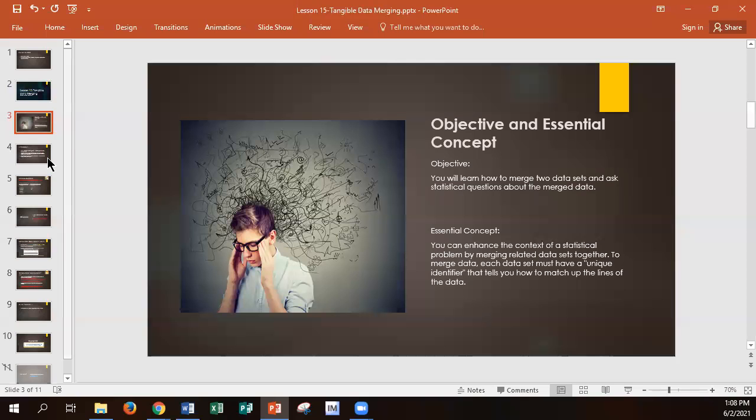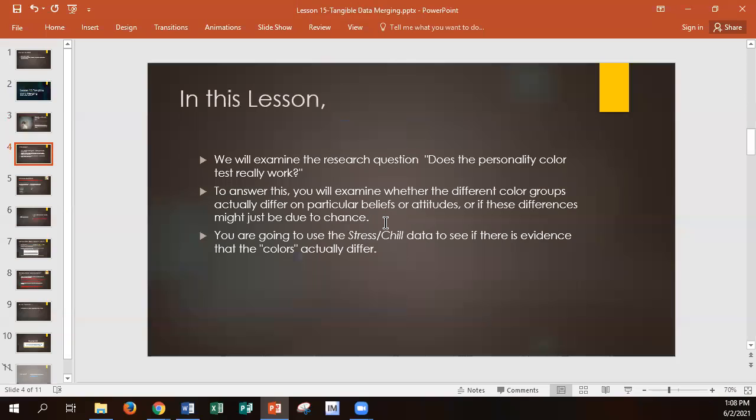Okay. So let's take a look. In this lesson, we will examine the research question, does the personality colors test really work? To answer this, you will examine whether the different color groups actually differ on particular beliefs or attitudes, or if these differences might just be due to chance, right? We talked about chance a lot. You are going to use the stress and chill data to see if there is evidence that the colors actually differ. So we're going to be using the personality colors data from section 1 and section 2. And we're going to be then merging it with our stress and chill data from this section.